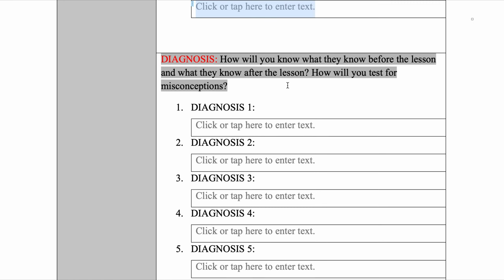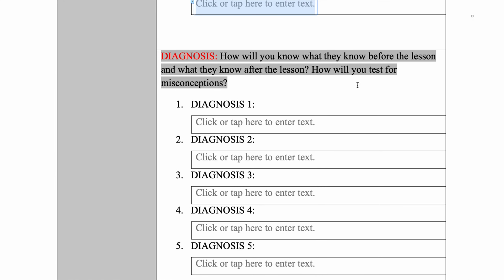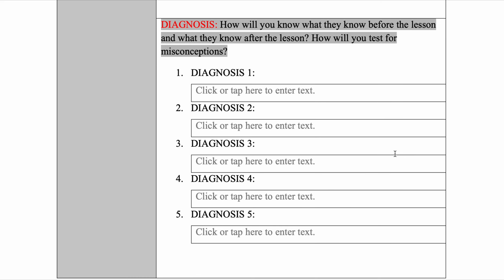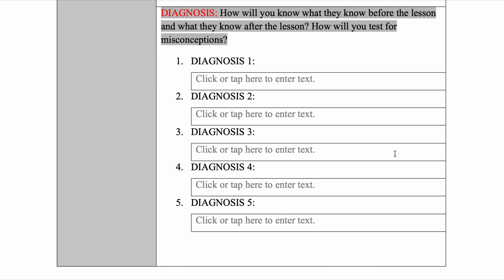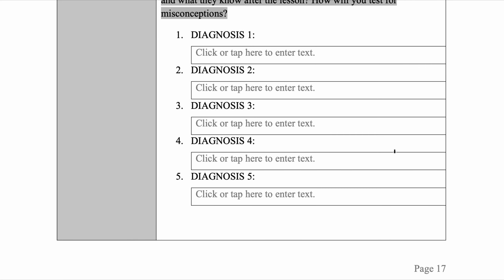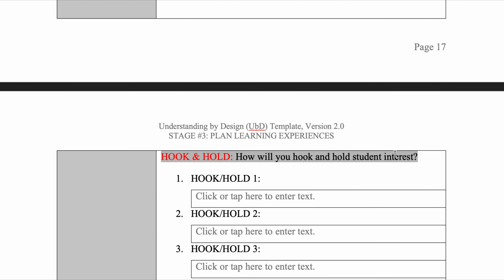The next part will be diagnosis: how we know what they know before the lesson and what they know after the lesson. Now this can be tests, projects, questionnaires, maybe reflection papers. It's up to you how you plan on making sure that you diagnose the knowledge of where your students are currently at.